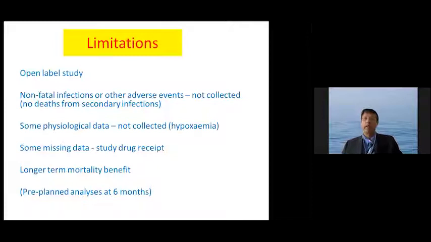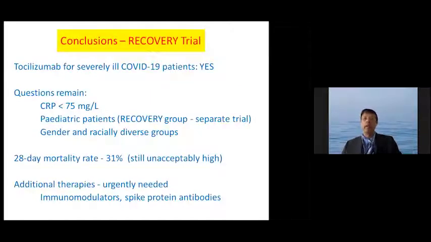There were limitations in the study. It was an open label study. Non-fatal infection and other adverse effects were not collected, but we know that there were no deaths from secondary infections. Some physiological data were not collected, such as hypoxemia as a longitudinal measurement. Some data were missing, and long-term mortality benefit is still unknown. We know the 28-day mortality benefit was there. It reduced death, and we are waiting for the pre-print analysis in 6 months' time. So these were some of the limitations of this study.